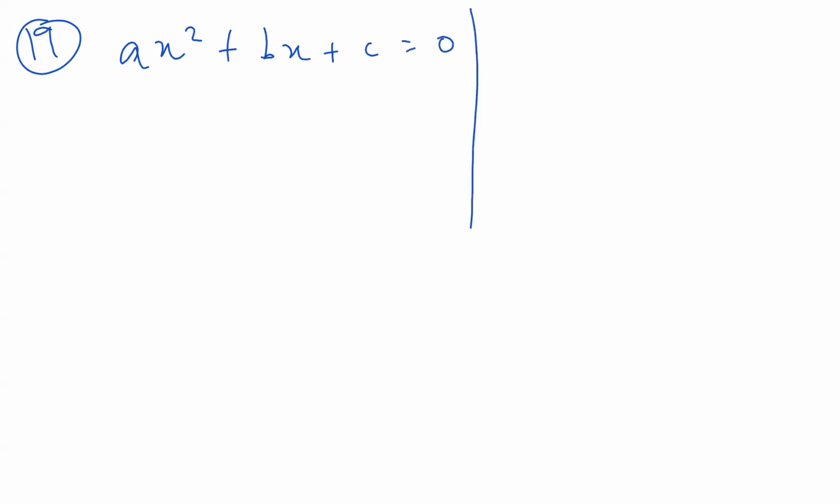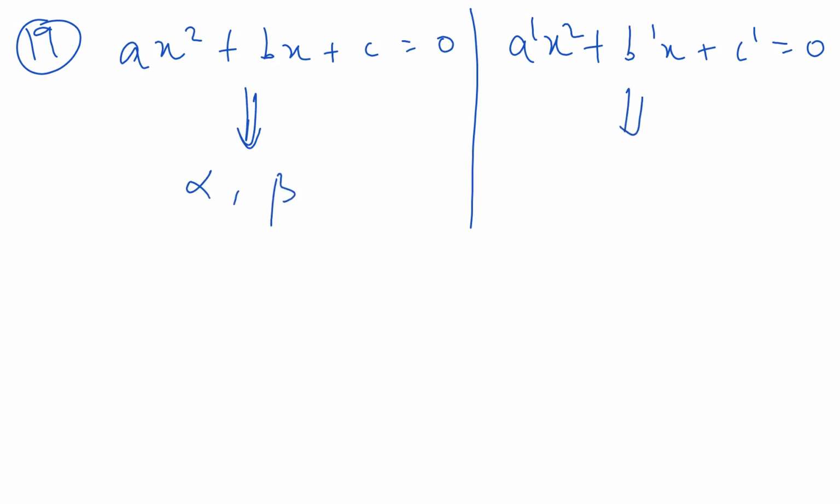We will start with question number 19. Now there are two quadratic equations. The quadratic equation number one is ax² + bx + c = 0, and the other quadratic equation is a'x² + b'x + c' = 0. Now the roots are reciprocals of each other. So the roots of this are alpha and beta, and the roots of this are 1 upon alpha and 1 upon beta. The roots are reciprocals of each other.